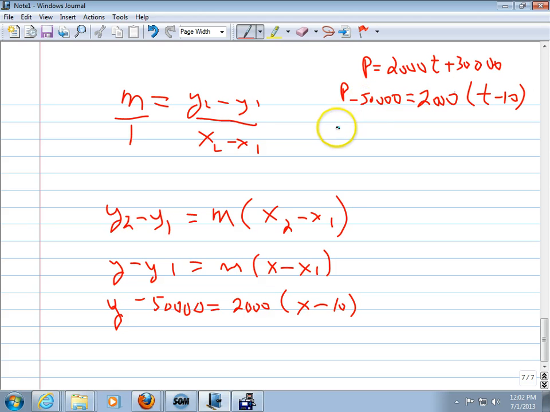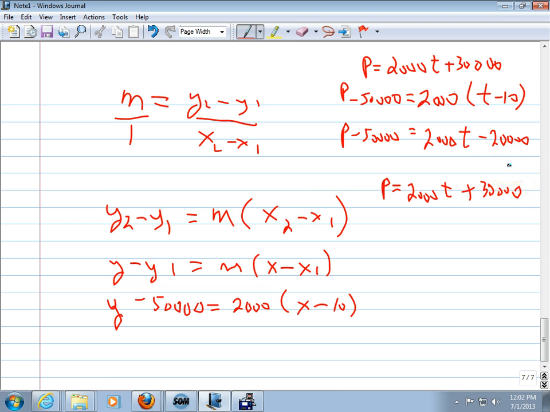So p minus 50,000 equals 2,000t minus what? 20,000? Okay. Now I want to get p alone, just like up here. How do you get rid of this 50,000? Add it to its like term. So what's 50,000 and negative 20,000 combined? 30,000. So you get p equals 2,000t plus 30,000. You got the same thing. So they're both equations that mean the exact same thing.